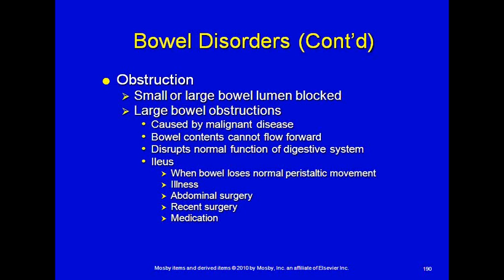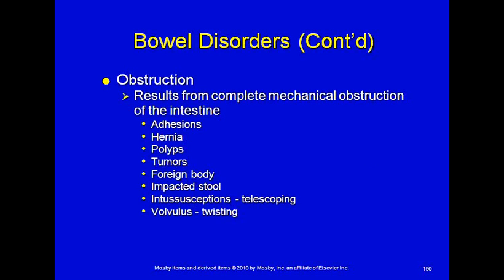You can get an ileus when you're ill. You can get an ileus after abdominal surgery. You can get an ileus after recent surgery, and you can get an ileus on certain medications, particularly your opioid medications. Anything with codeine, morphine, any of those things cause a sudden decrease in peristalsis.